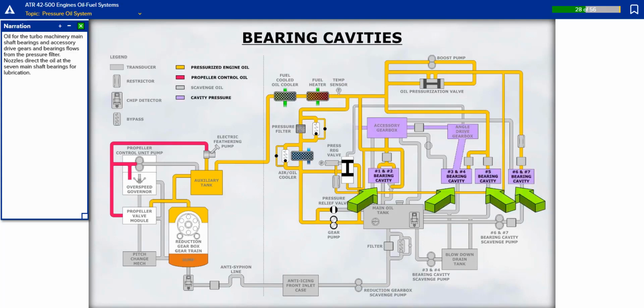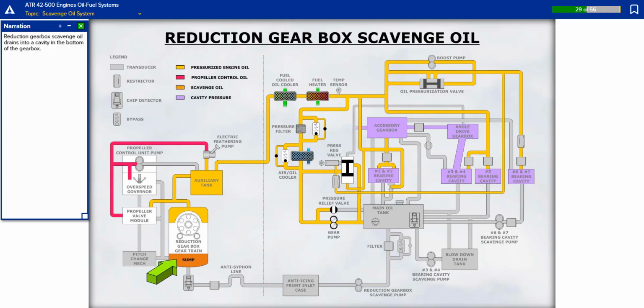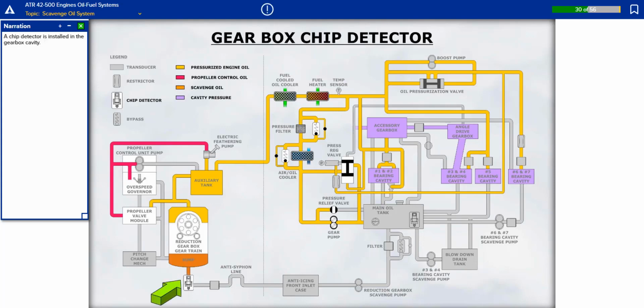Oil for the turbo machinery main shaft bearings and accessory drive gears and bearings flows from the pressure filter. Nozzles direct the oil at the 7 main shaft bearings for lubrication. Reduction gearbox scavenge oil drains into a cavity in the bottom of the gearbox. A chip detector is installed in the gearbox cavity.